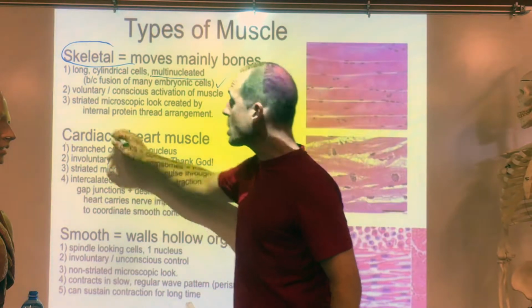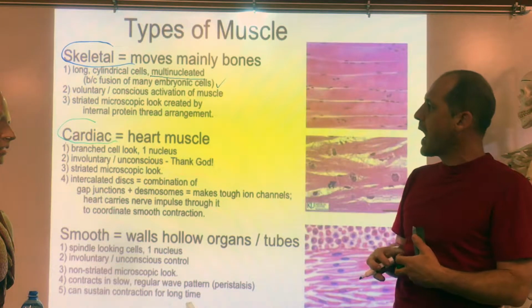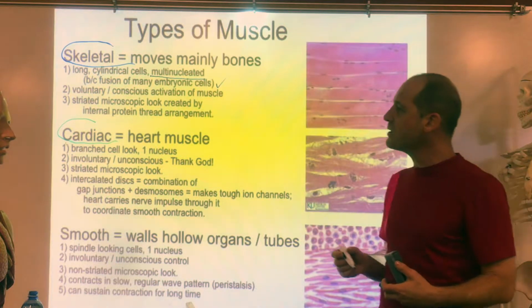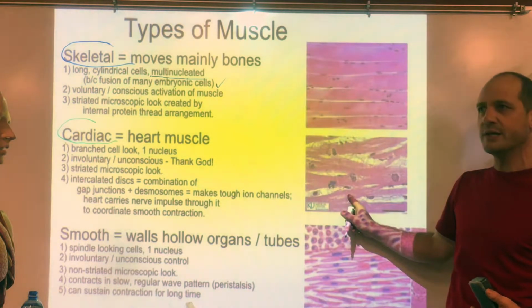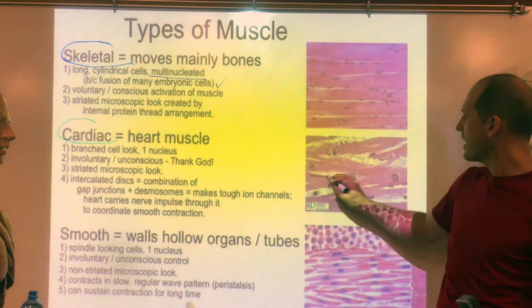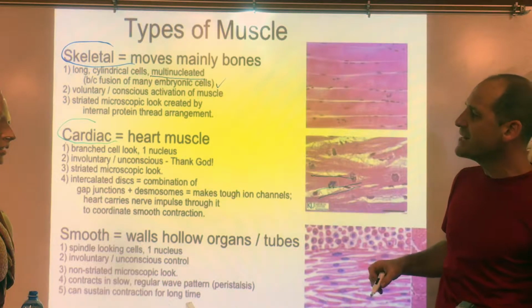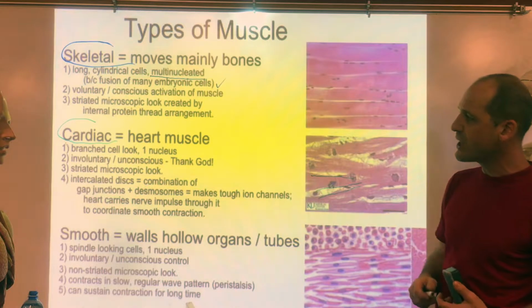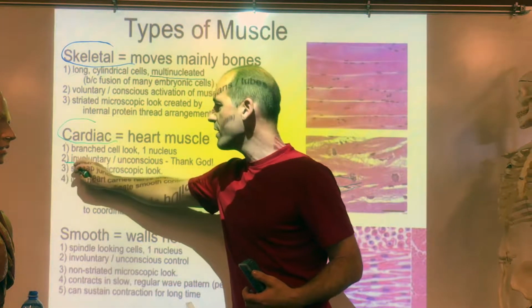And then the second one is cardiac muscle. We'll talk a little bit about cardiac muscle when we get to the heart. But those are cells that don't look as arranged. This looks extremely arranged. This looks a little bit more all over the place. And you can see how they're like cells here, and then here, and then here. Different branched cells. There's one nucleus per cell. And this muscle tissue is involuntary, thank God.